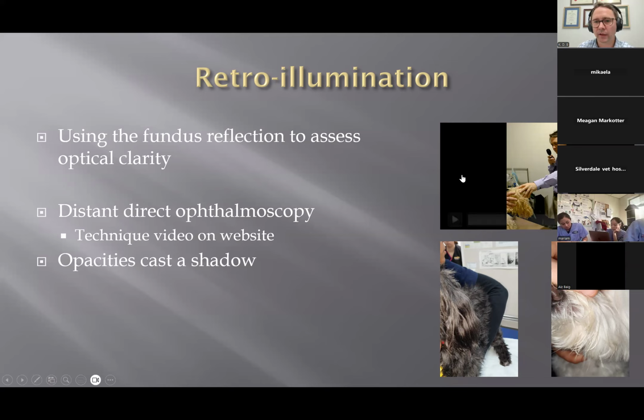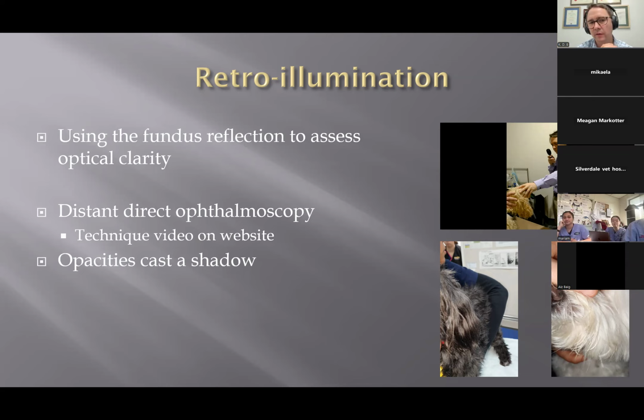Distant direct ophthalmoscopy, I've got a video to show you. The technique of how to set up the machine and set up yourself is on our website. I think it's probably also in the VetScript article I wrote a few years ago. But it's a really nice way to help differentiate between lens imperfections in lens clarity versus cataracts or obstructions to lens clarity. Because we are assessing the light as it's coming back towards us, anything which is opaque is going to be between us and the reflected light. So we're going to cast a shadow.